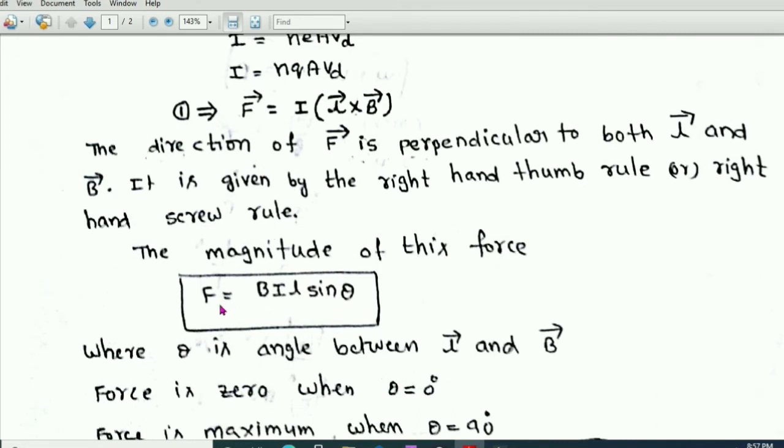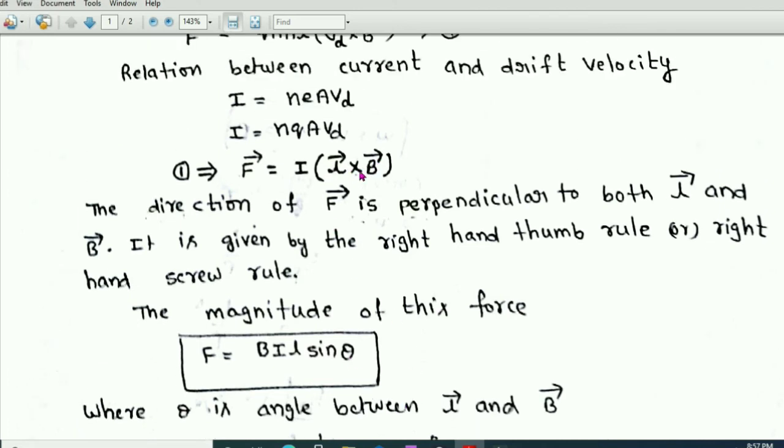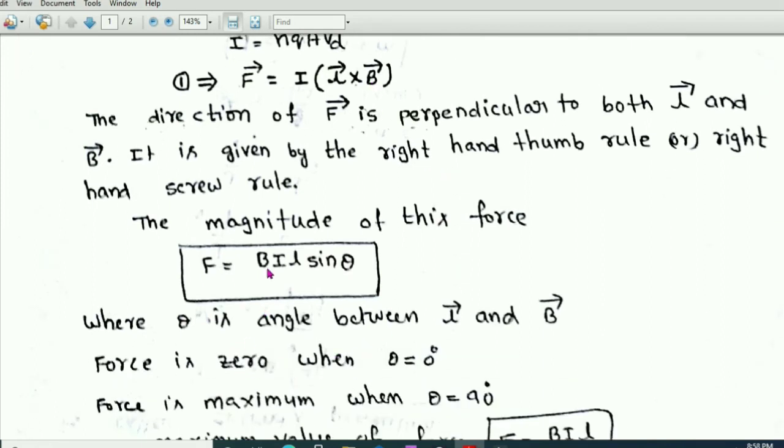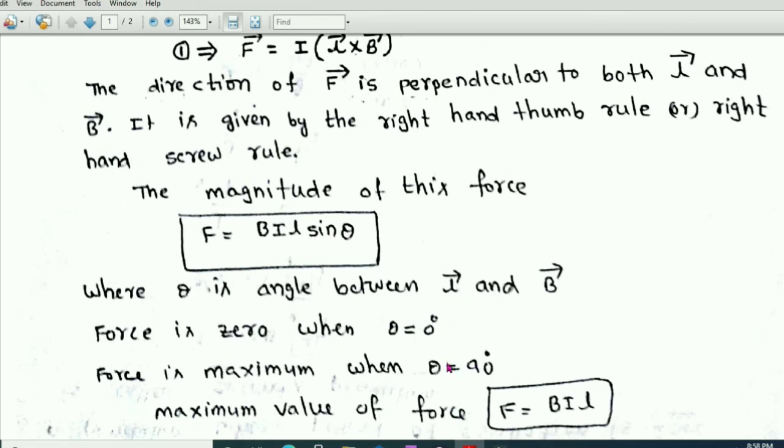Now F becomes 0 if theta is equal to 0, since sine 0 is 0. Theta equal to 0 means L bar and B bar are both parallel or anti-parallel, in the same line. That means the conductor is placed in the direction of the magnetic field, parallel or anti-parallel, and then the force becomes 0. When the conductor is placed in the direction of the magnetic field, it doesn't experience any force.